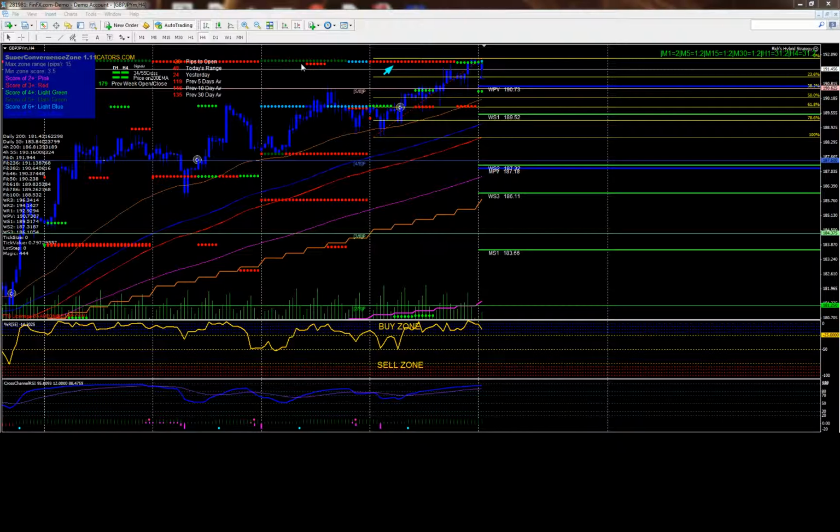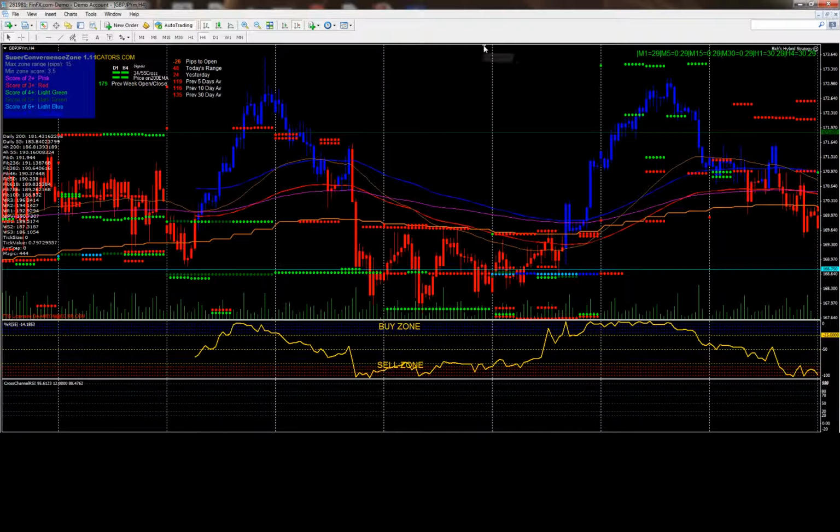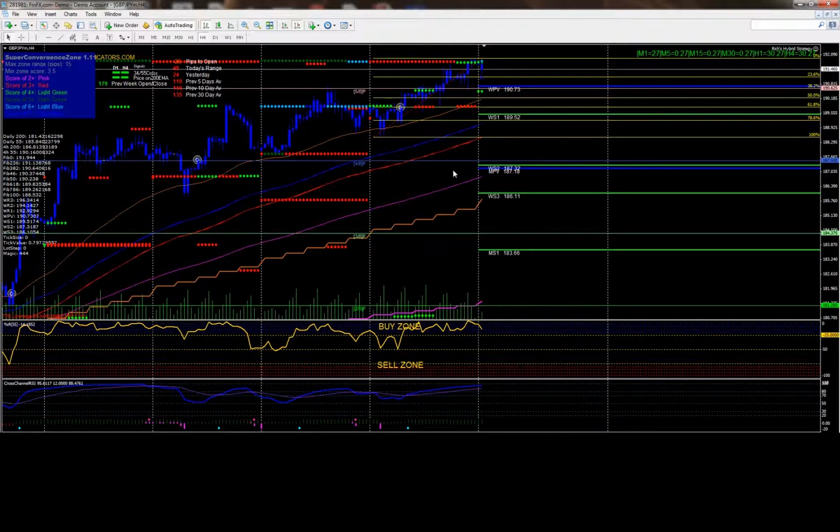It's a little bit weird. It's the only superconvergence zone that I have. It's just dots all the way across the time horizon on the monthly. So I'm not exactly sure what's up with that. However, on the weekly, our high on the weekly at 189.70. Back here, the high there is 189.70 before we turned around. So that makes where we're at now pretty significant. We're a little bit above that, 191.40.